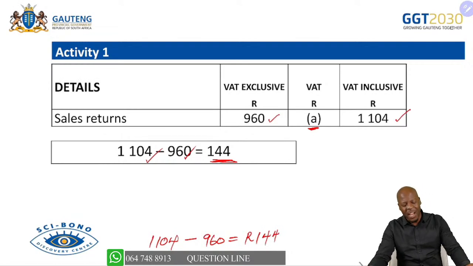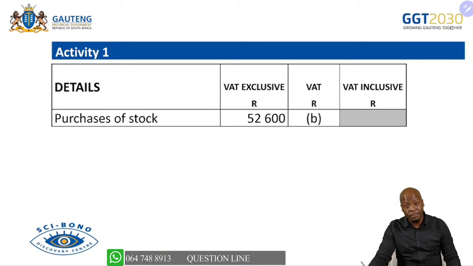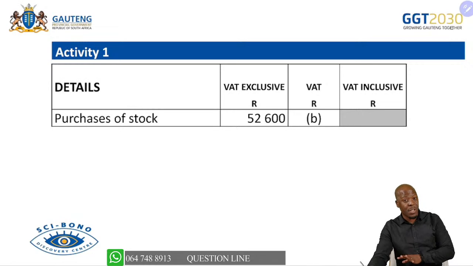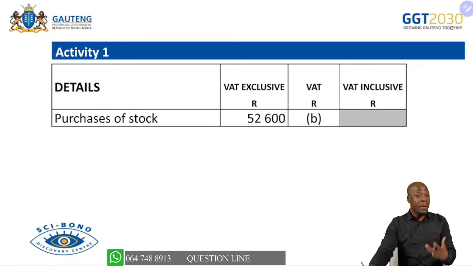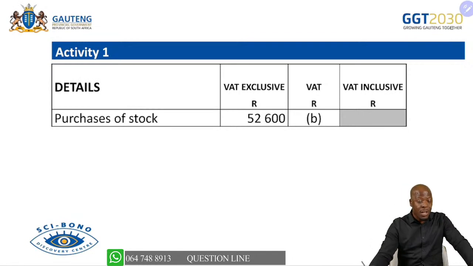Let's quickly go and check. The next one says purchases of stock. Okay, I know this is not part of this question, but if I may ask you, if there are purchases, is it input or output? Someone tell me. Remember, follow the goods. So if purchases, goods are coming in. So this transaction would have been recorded on the input VAT side.